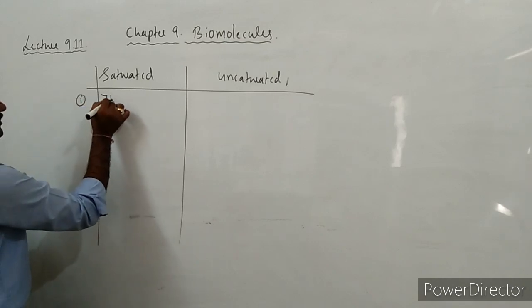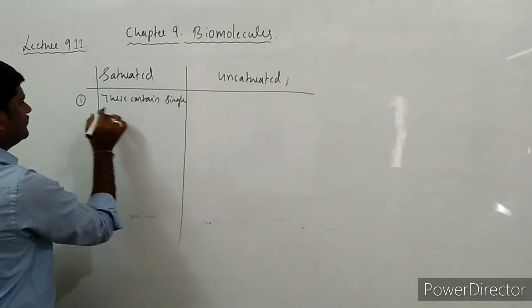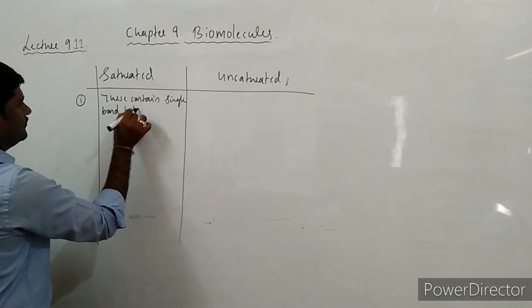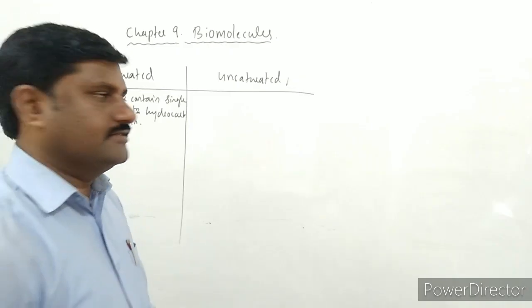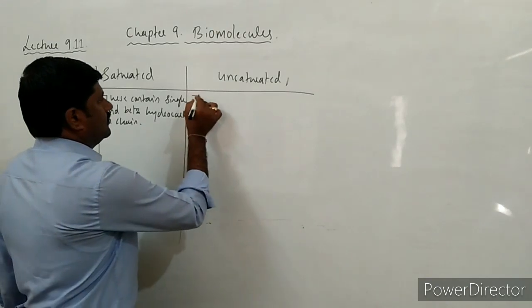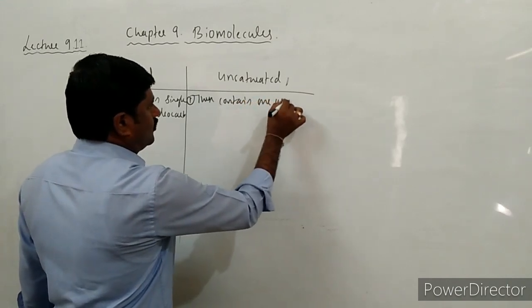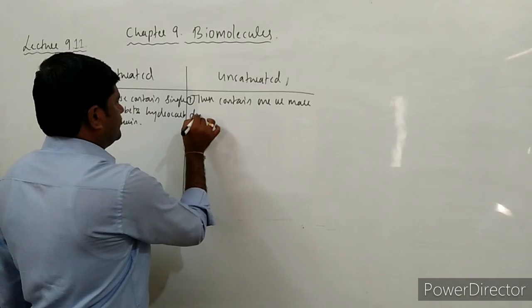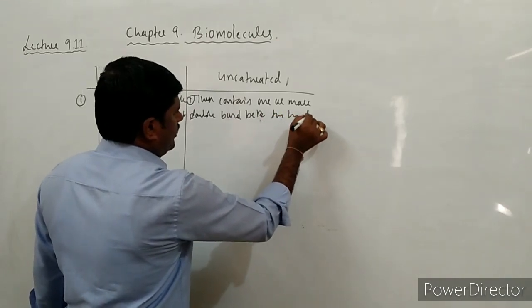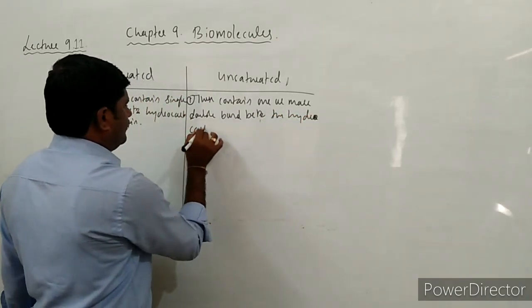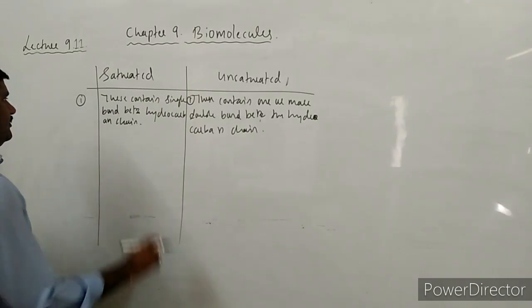The first one, saturated fatty acids, contain single bonds between the hydrocarbon chain. Here, the unsaturated ones contain one or more double bonds between the hydrocarbon chain. So this is the first difference between these two.